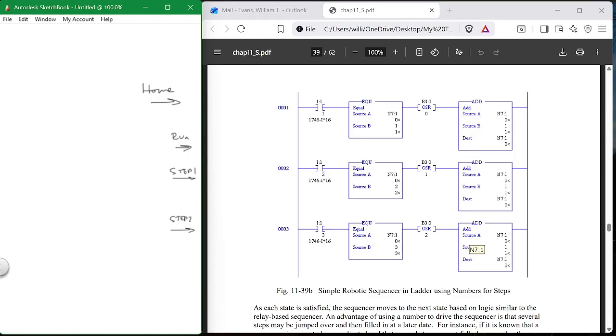Unless you're a real glutton for punishment. And at that point in time, I wish you the best. But as you get more complicated, I think a numbering system is much better than a seal circuit approach. However, with the real simple ones, electricians love you to death if you just say, do it with a seal circuit. And then seal, seal, seal, seal, seal, done.